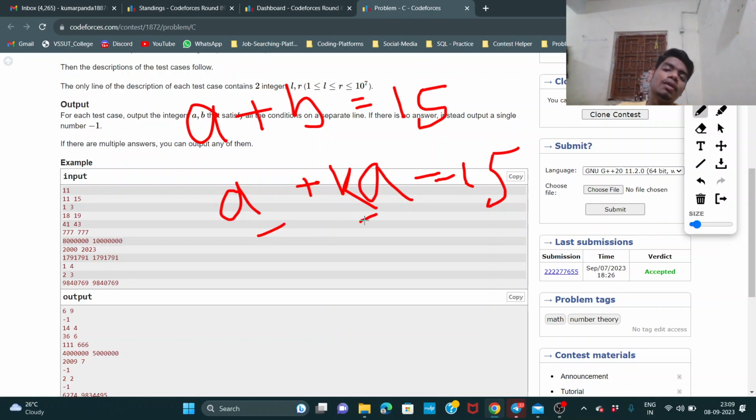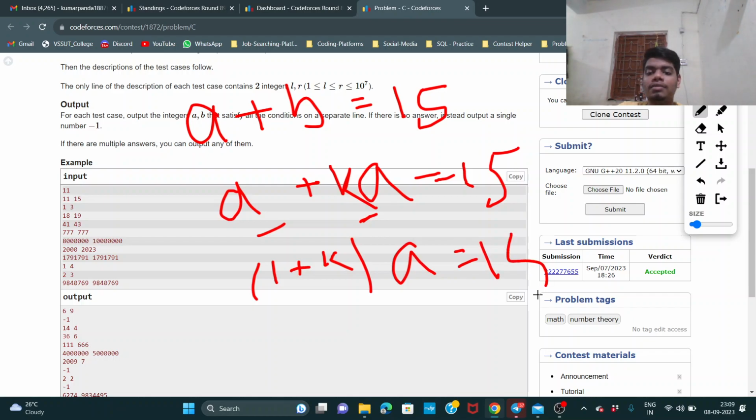B can be some multiple of A, or A is some multiple of B. So here I am considering that B is a multiple of K. Now this is 1 plus K into A equal to 15. Now see what we got. Now our number is the multiple of two numbers. From sum we came to multiply.